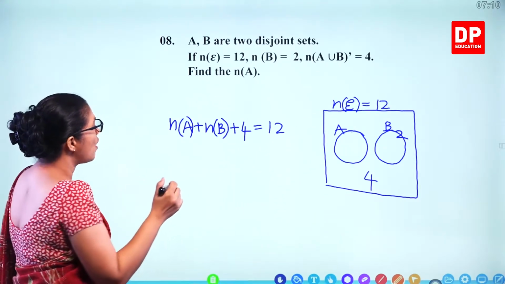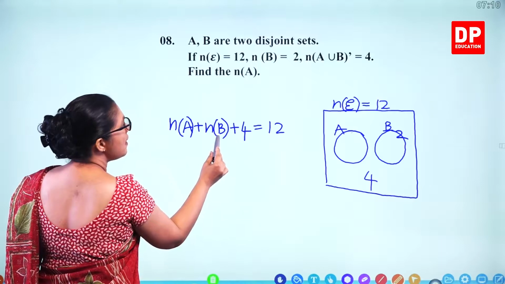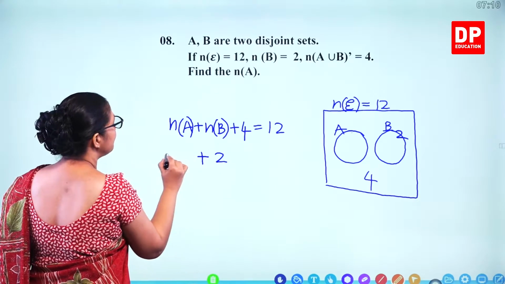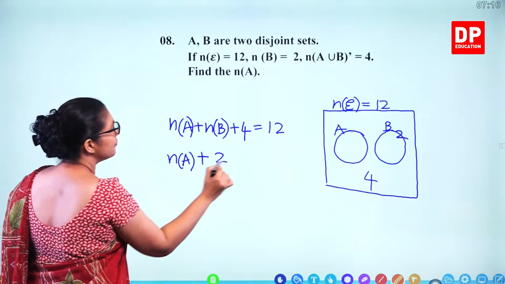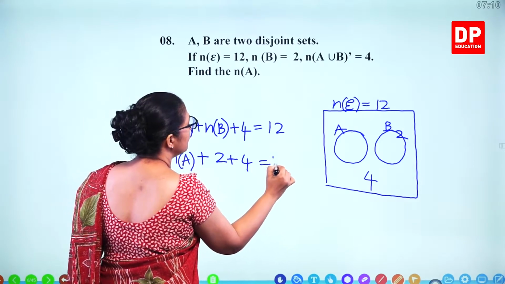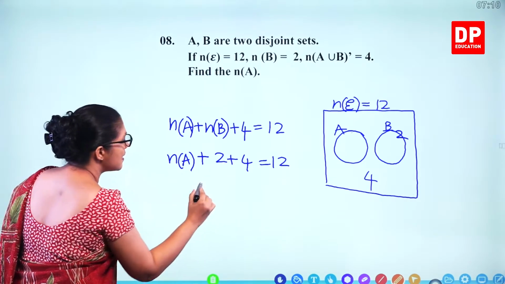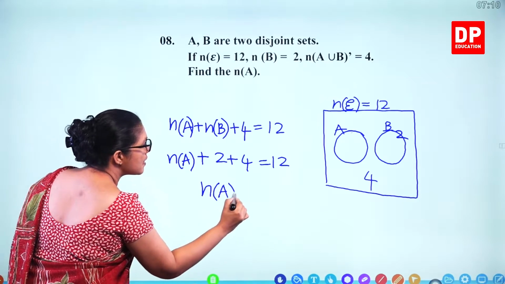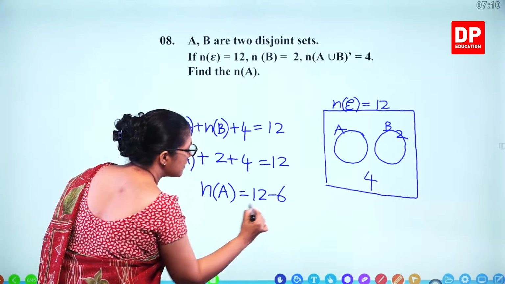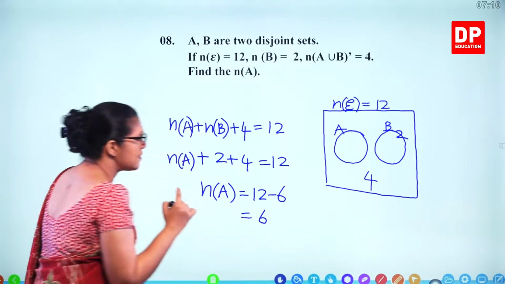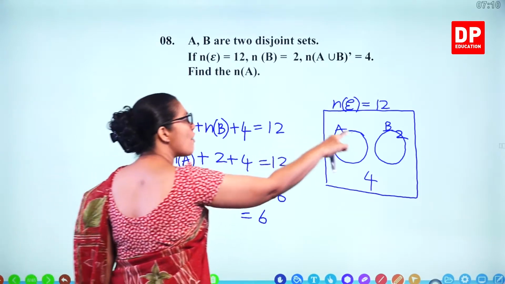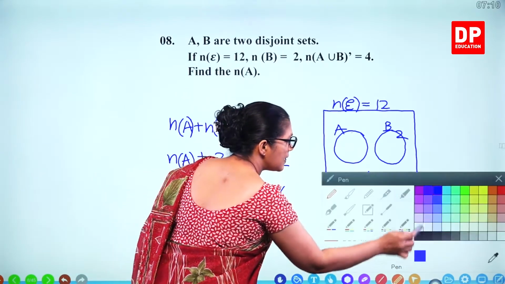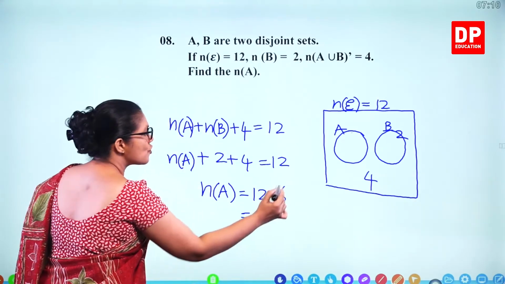So how do you find out this one? n B I can substitute 2. Four plus 2, 6. So n A becomes 12 minus 6. That's 6. So the number of elements in A is 6. 2 marks.